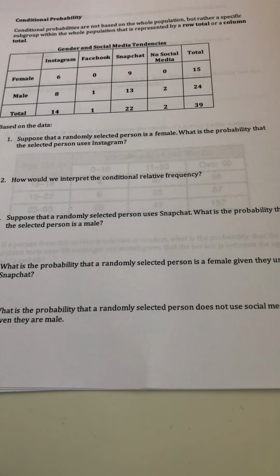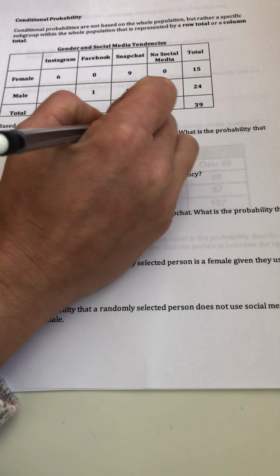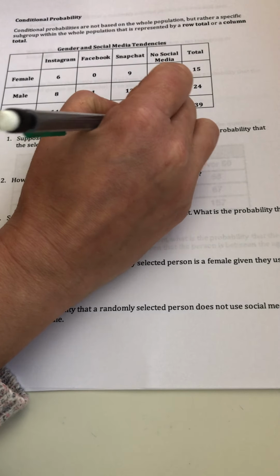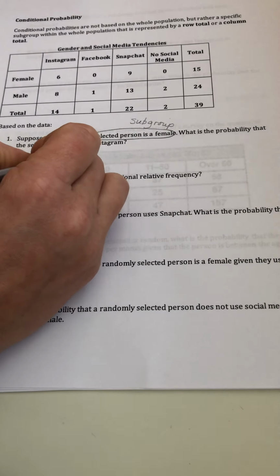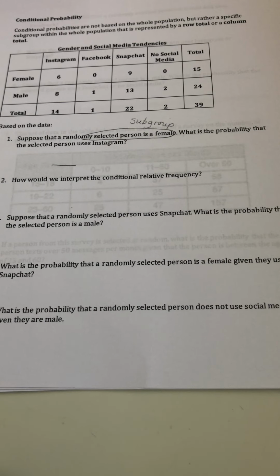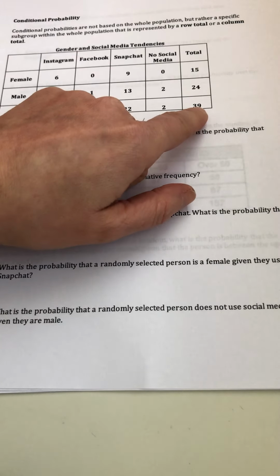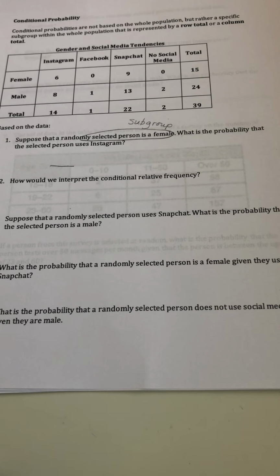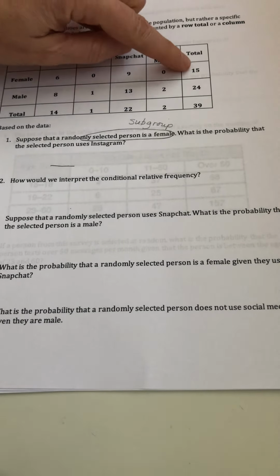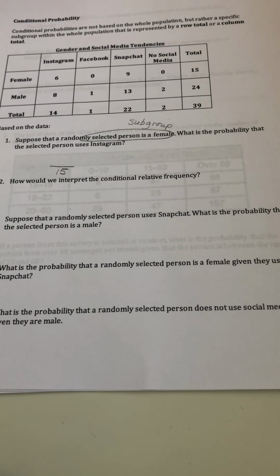Suppose that a randomly selected person is a female, right? So this is your subgroup. And your subgroup is going to tell you what your denominator should be. So in this example, our denominator is not going to be the total 39 people. It's actually going to just be the quantity of females. So if you look at the female row, we have a total of 15 females. So right away, I know that I'm going to be putting some value over 15.